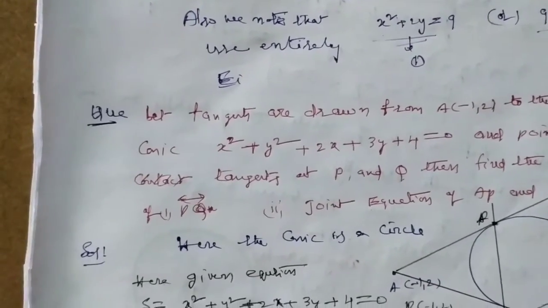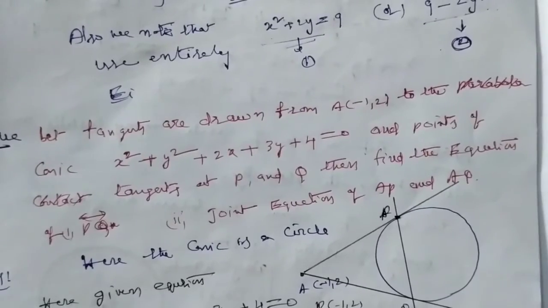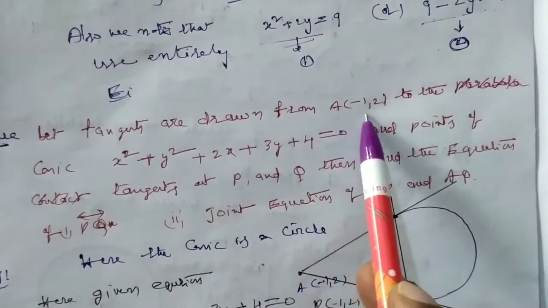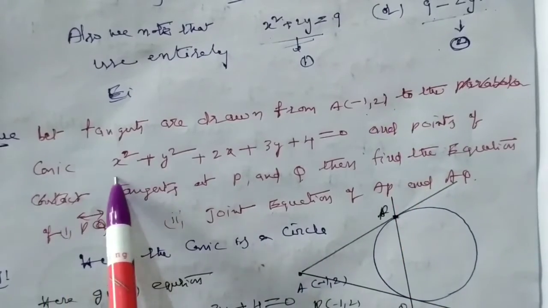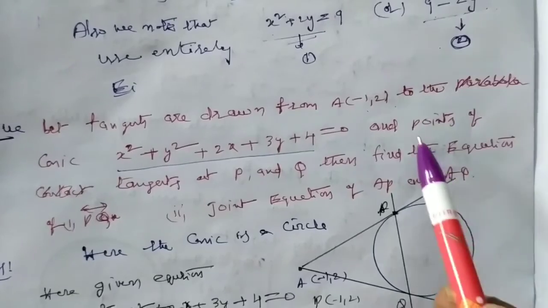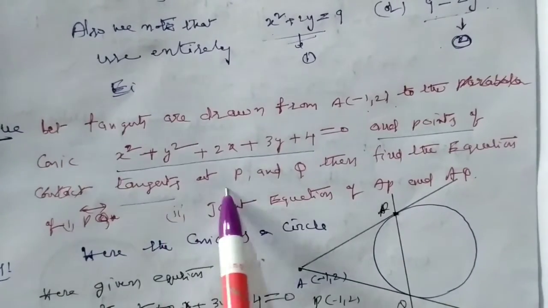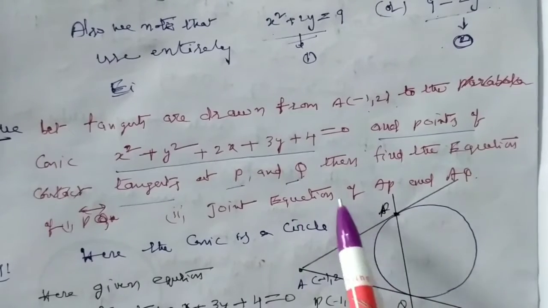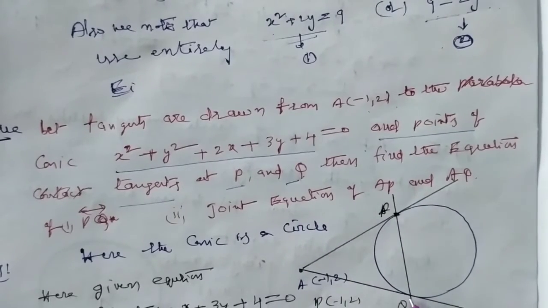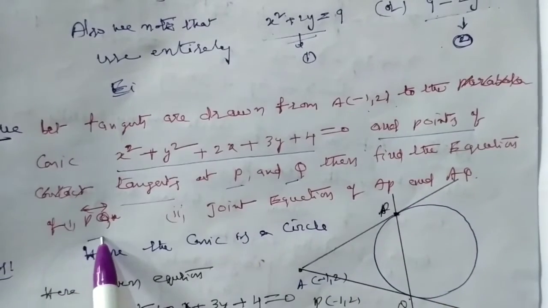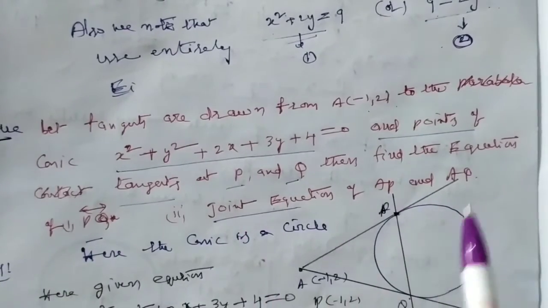So based on this, let us do one example. Let tangents be drawn from A(-1, 2) to the conic x square plus y square plus 2x plus 3y plus 4 is equal to 0, and the points of tangents are P and Q. Then find the equation of PQ, and the joint equation of AP and AQ.